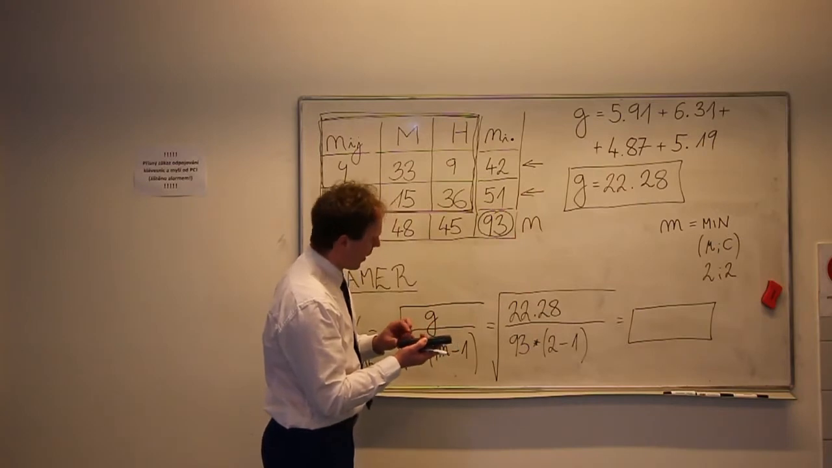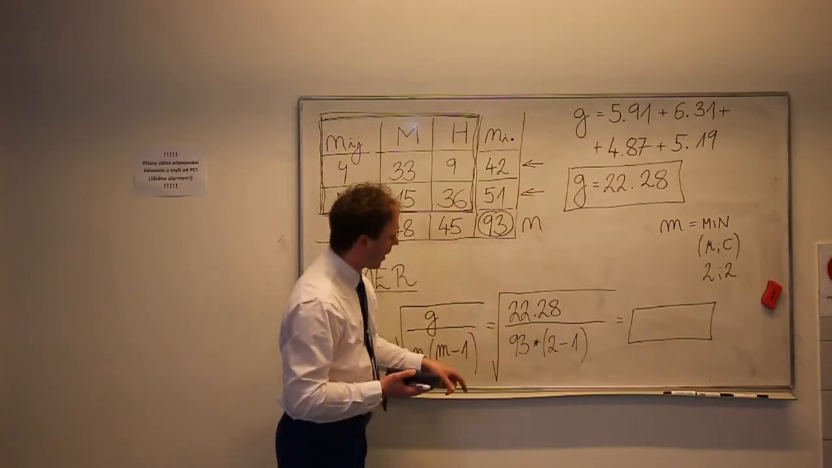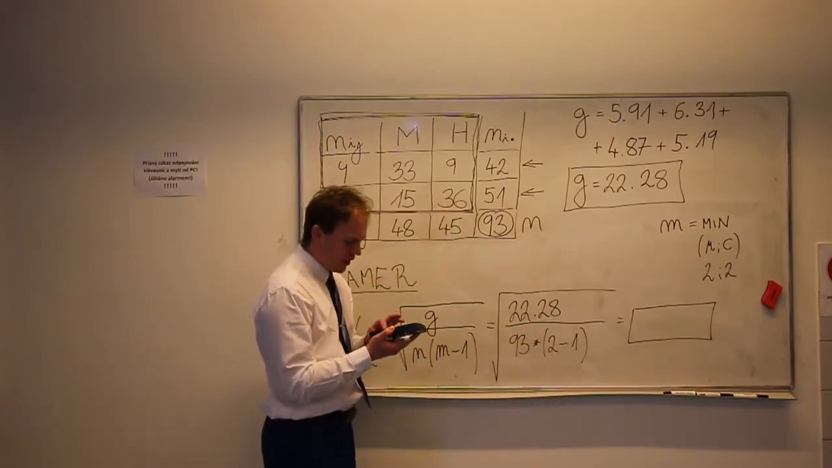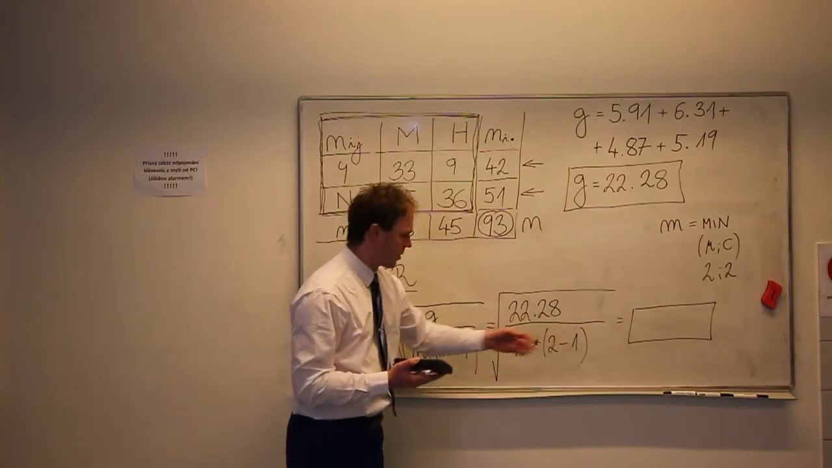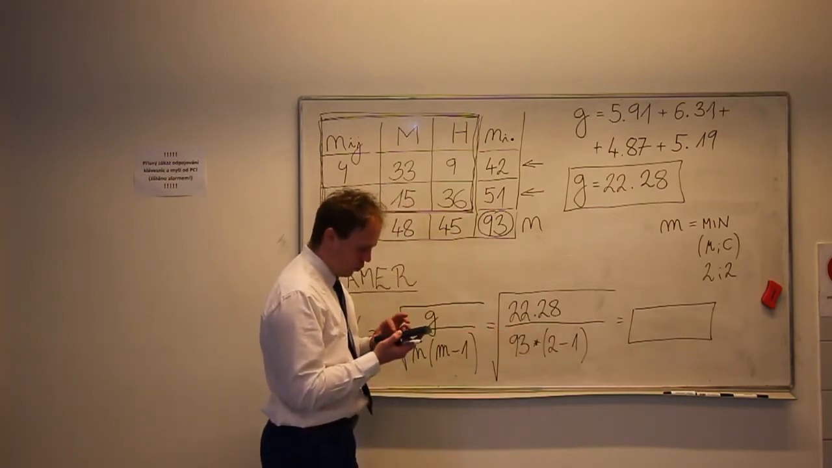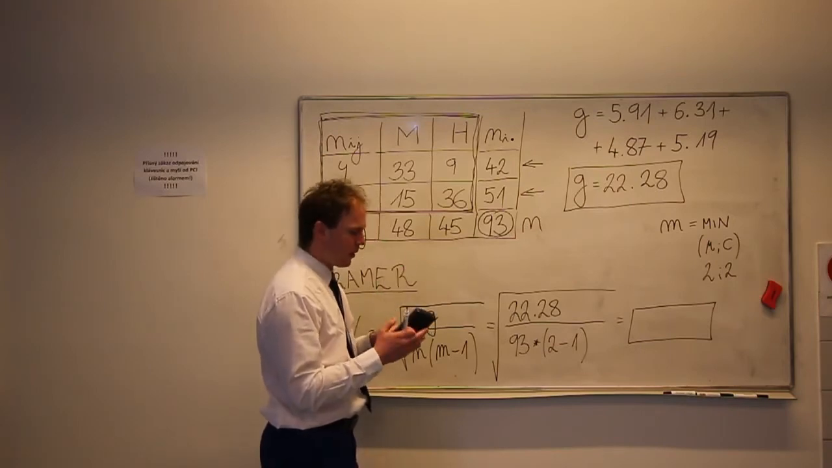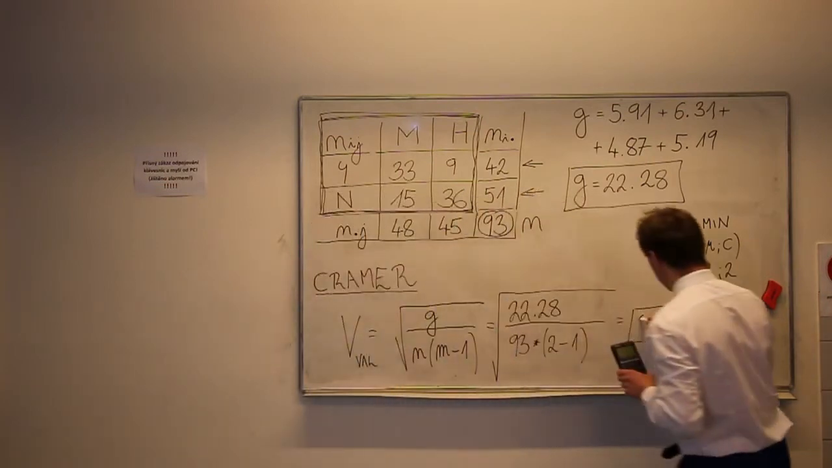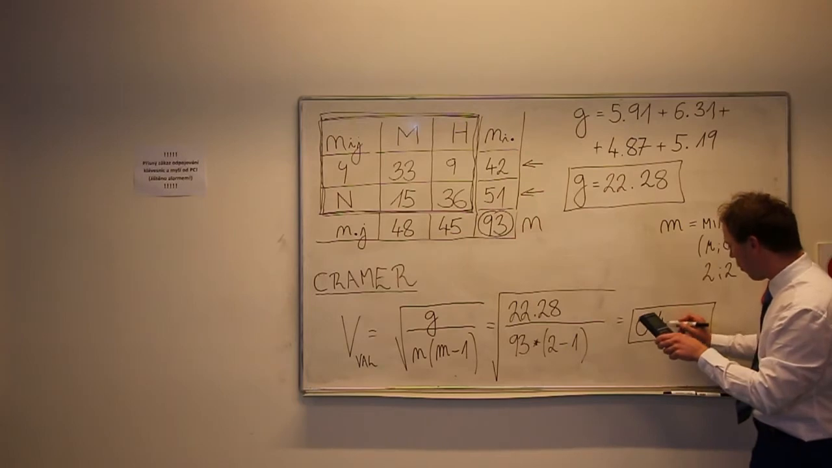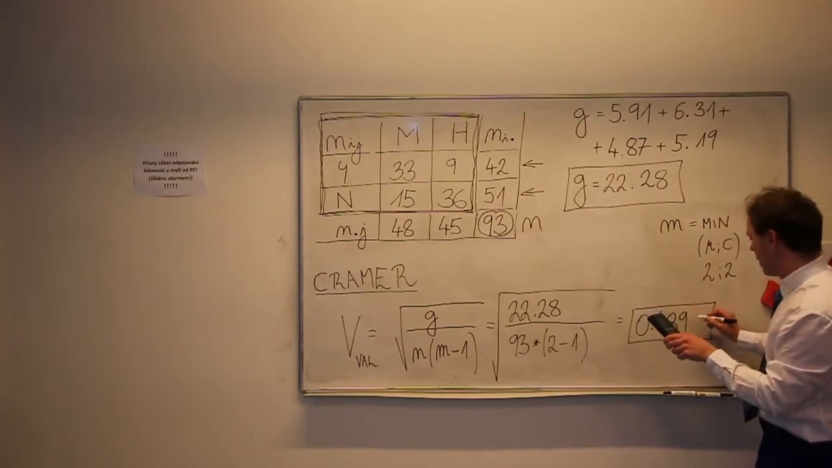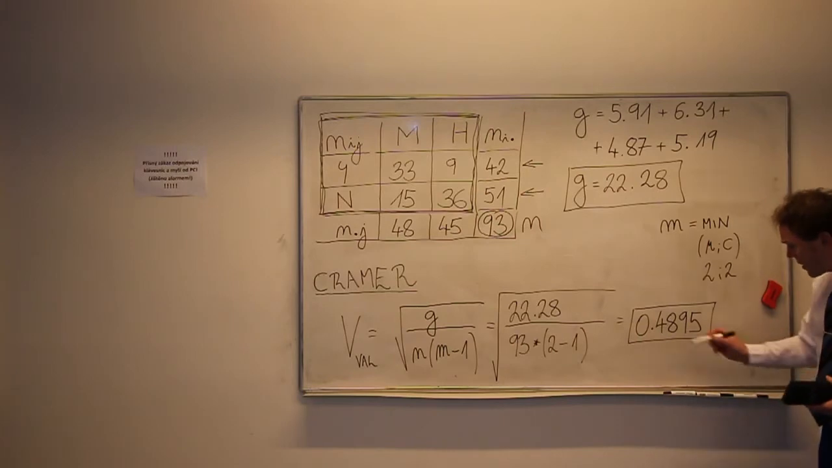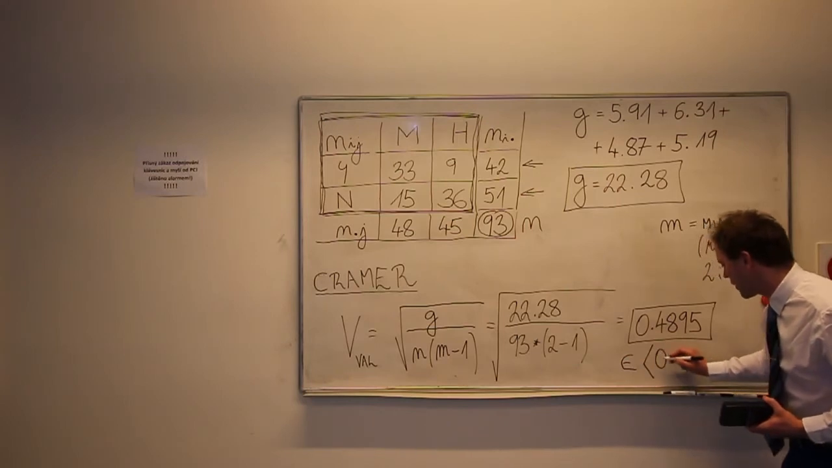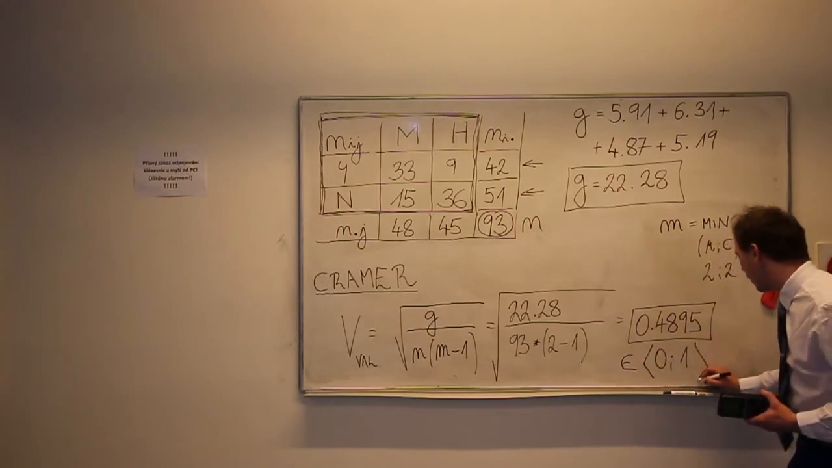So 22.28 divided by 93 times 1, and the square root of this value, and the result is 0.4895. And now this is easy, because we know that this is an element of the range 0 to 1.